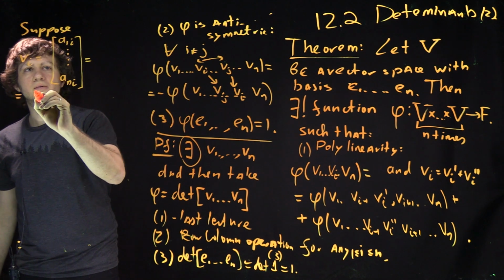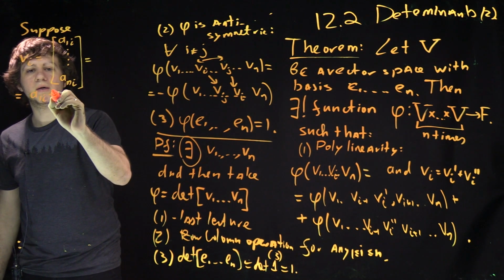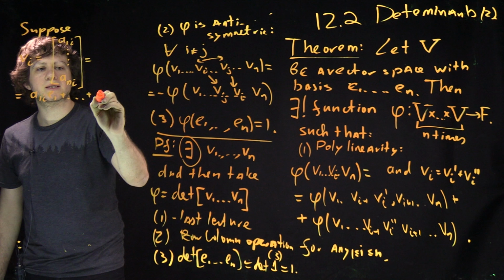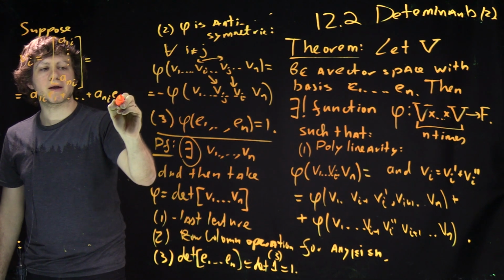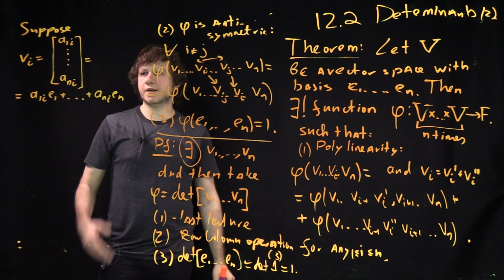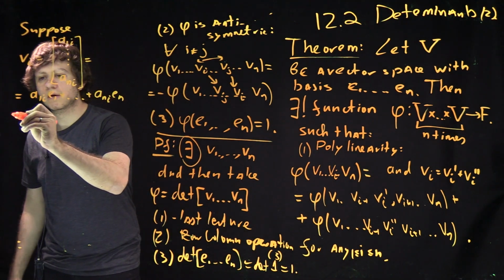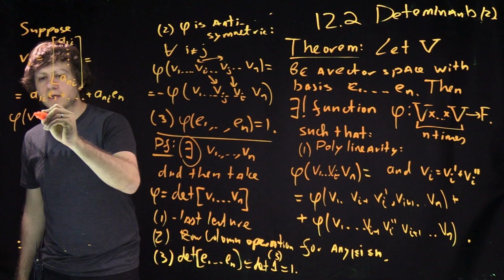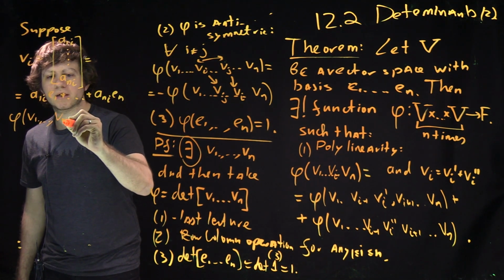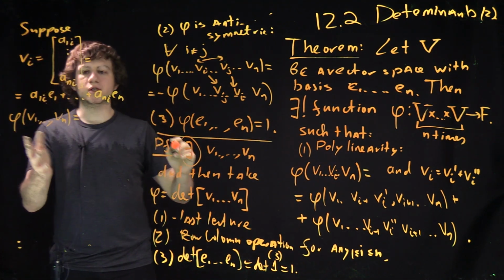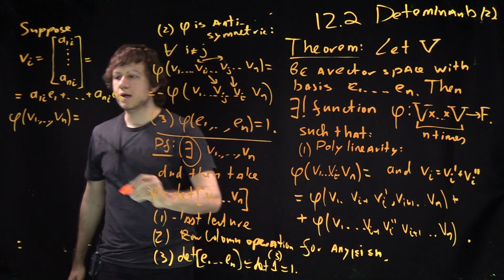So of course this equals a1i e1 plus and so on plus ani en. And then we can just compute this phi of v1 up to vn by opening brackets. So let's just do that.